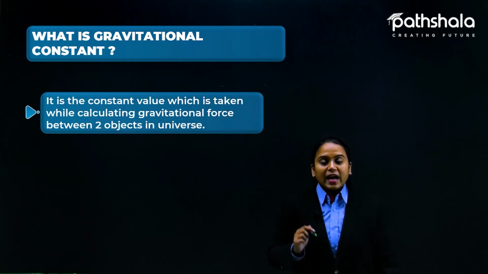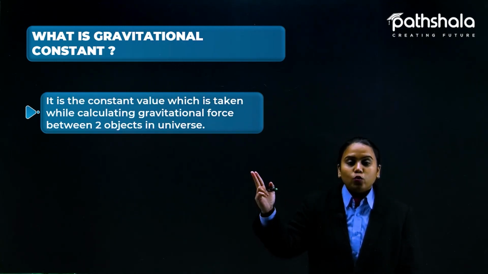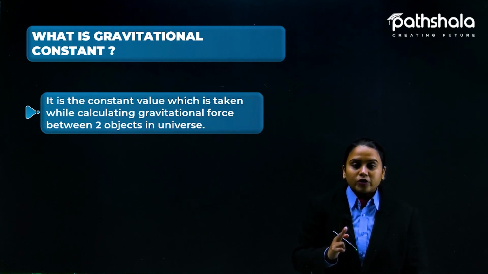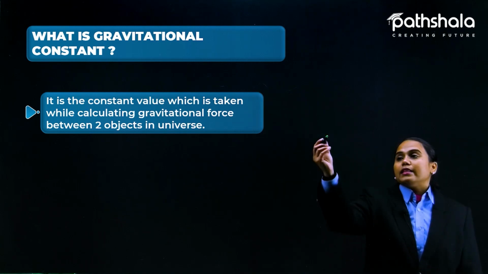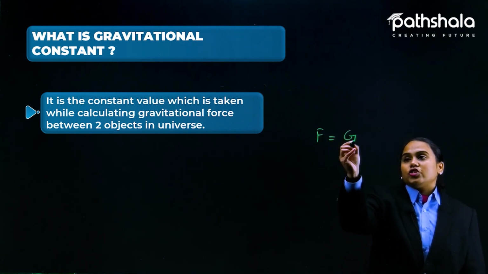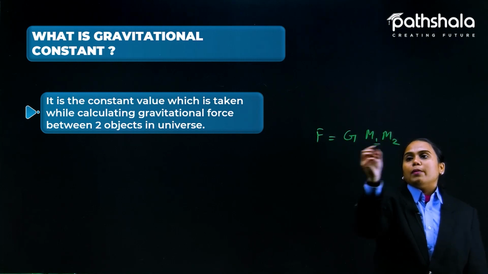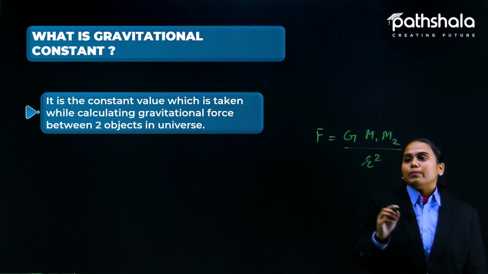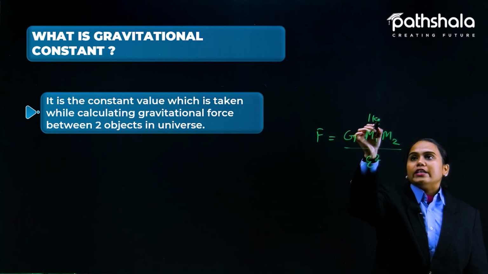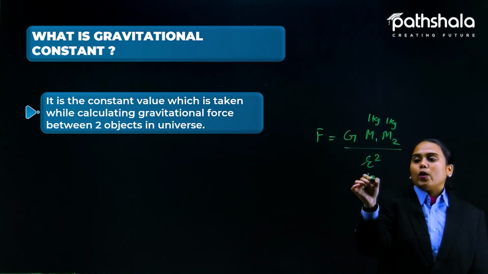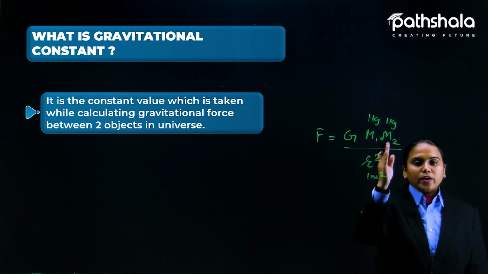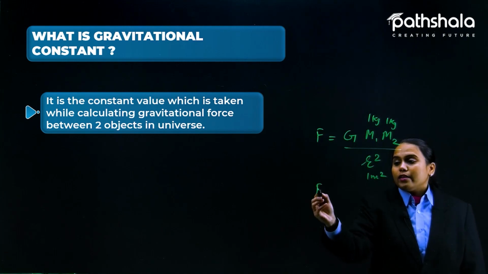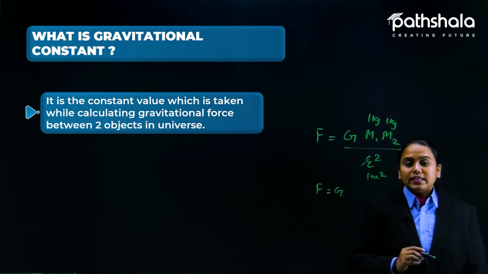Here we have the constant value which is taken while calculating gravitational force between two objects in the universe. As you have known, the force of gravity is G m1 m2 by r square. So if we take 1 kg and 1 meter square, this whole calculation would be 1 multiplied by 1 divided by 1, which is 1. So the force of attraction here would be equivalent to G.